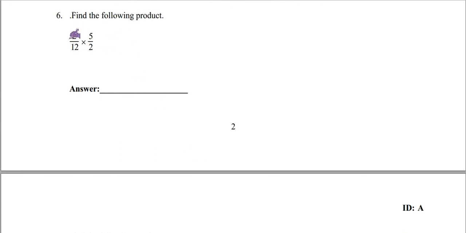Multiplying fractions, we multiply straight across. Cross-canceling, if we can, which we can do, this 2 and this 2 divide each other. We're both left as a 1. So multiply straight across. 1 times 5 is 5. 12 times 1 is 12. 5 twelfths. If you didn't cross cancel, all that would happen is you'd get 10 over 24 and you'd simplify to 5 over 12.